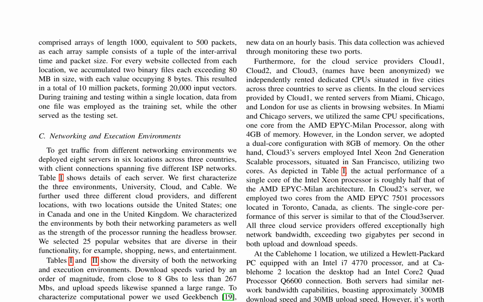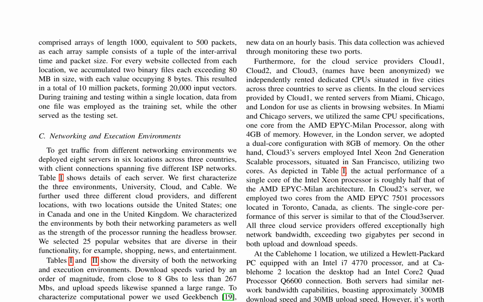The university environment utilized two Dell R7525 computers with high-speed connections and powerful processors, while cloud services were provided by 3 different providers in 5 cities across 3 countries. Cable home setups consisted of 2 Hewlett-Packard PCs with varying CPU performances and network bandwidths.